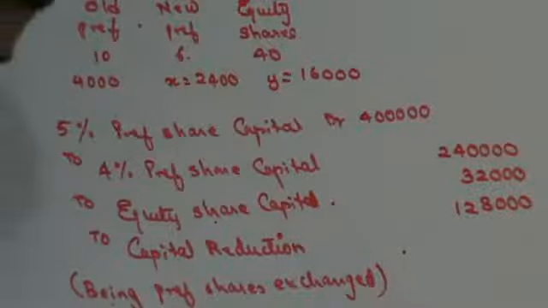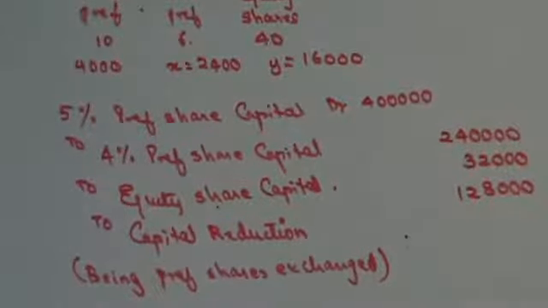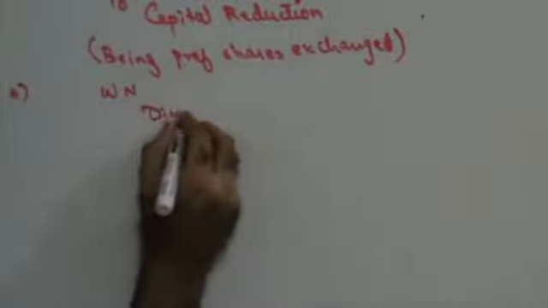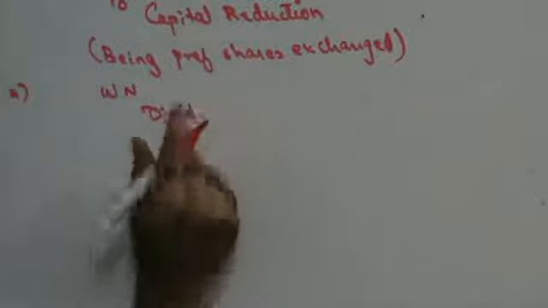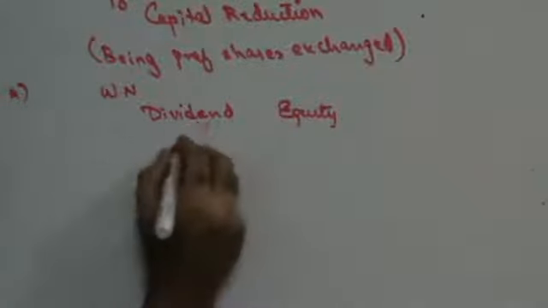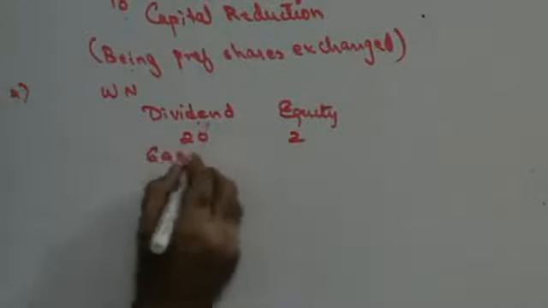Right. Next, let's move on ahead. For every rupees 20 of accumulated dividend, 2 equity shares of 2 rupees each are to be issued. Working note: dividend, and you have equity shares. For every 20 of dividend, 2 equity shares are to be issued. Now, right in the beginning of the sum, they've said that 60,000 is in dividend.